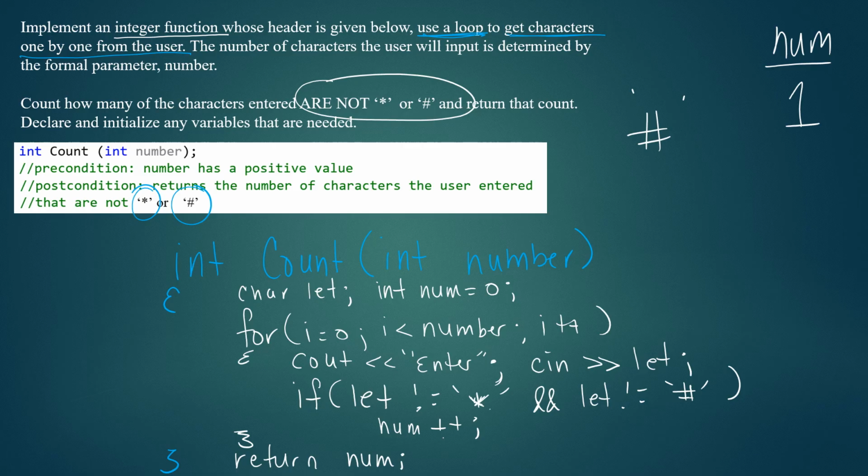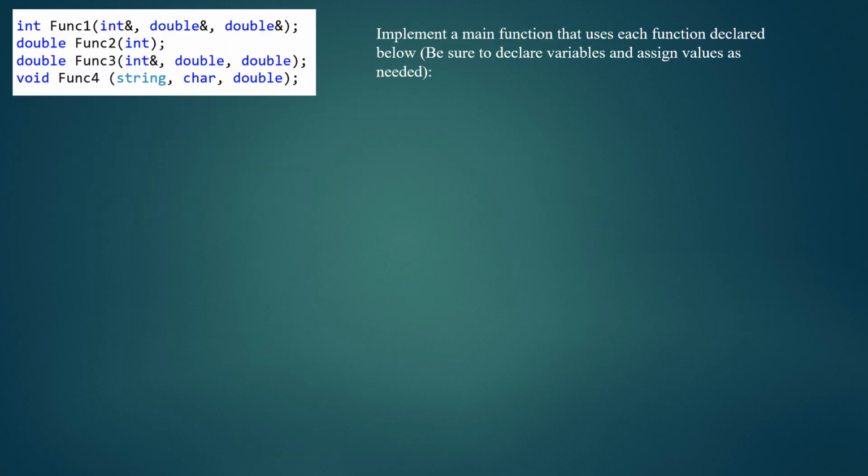Let does not equal this, that is true. Let does not equal this, this is not true. Hashtag does not equal hashtag is false, which means we will not add 1 to num. So I think that this is a solution that will most likely give me the correct count. All right, let's go to the next one.